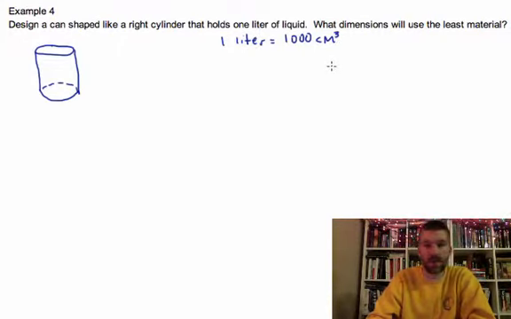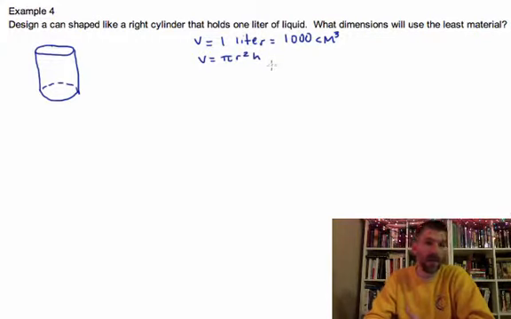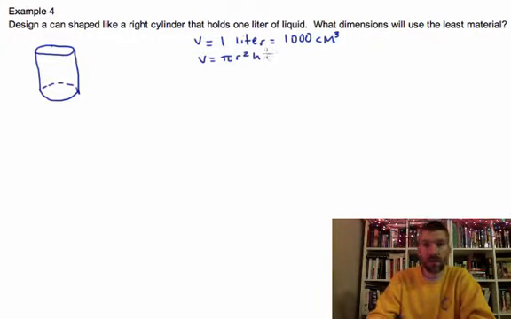Okay, 1,000 centimeters cubed. So if we're going to hold that, that's a volume. Well, if that's what my volume is, then I need pi r squared h. That's going to tell me the volume of my cylinder. And in this case, we know that that needs to equal 1,000 centimeters cubed.